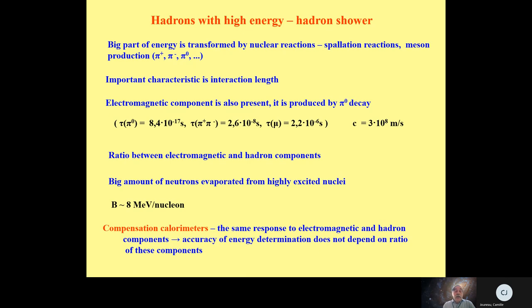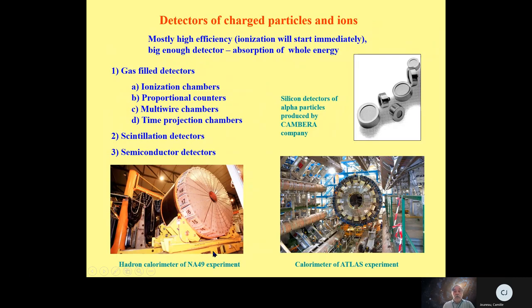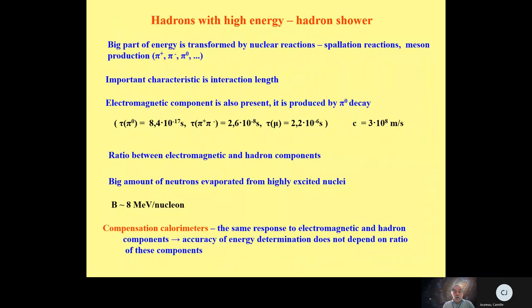that we have spectrometers which measure the energy of high energy hadrons, which are named calorimeters. And if we have calorimeters in which the electromagnetic and hadron components produce the same energy, they are named compensating calorimeters. That means the response to electromagnetic and hadron components is the same. It is important not to have a change in efficiency and energy output for different energies with higher and higher energy of these hadrons.